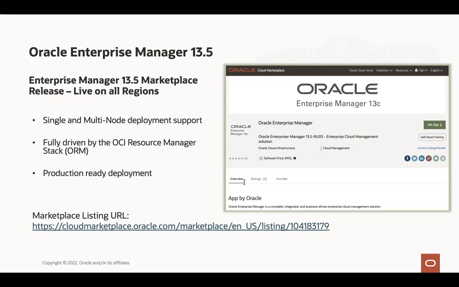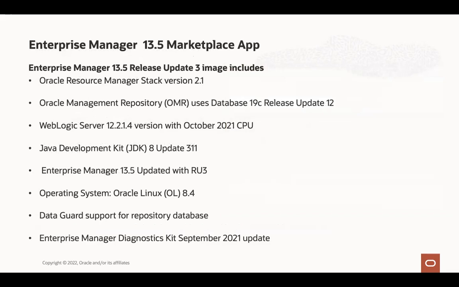So Enterprise Manager 13.5 on Oracle Cloud Infrastructure uses the latest OCI Linux image, which is Linux 8. It also makes use of Oracle Cloud Infrastructure Resource Manager, which is a component that allows you to orchestrate the resources which are needed to deploy the Enterprise Manager Cloud Control. Also, it is production ready, where we can install agents for the production system and start monitoring them.